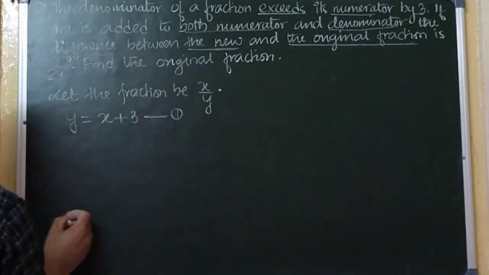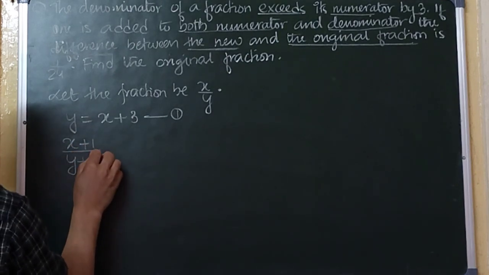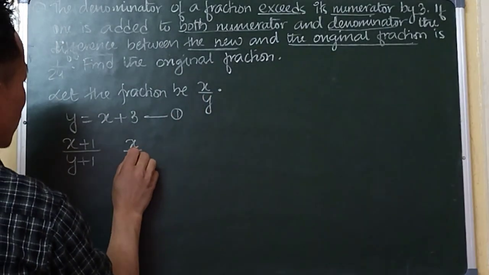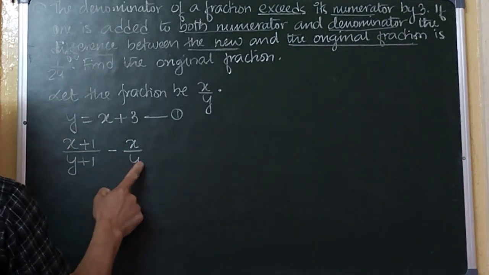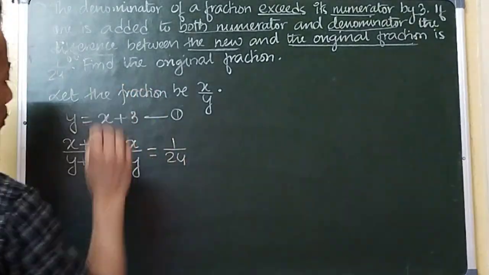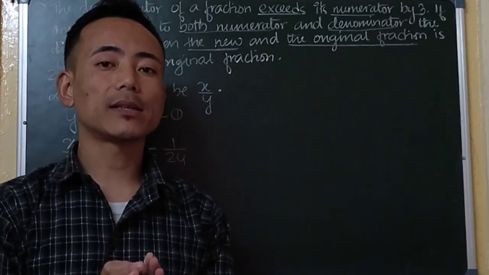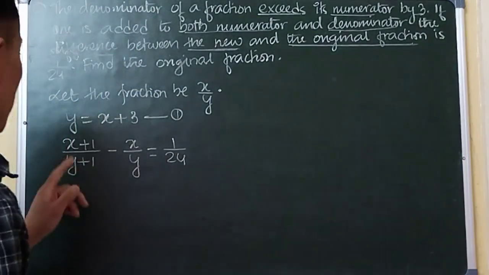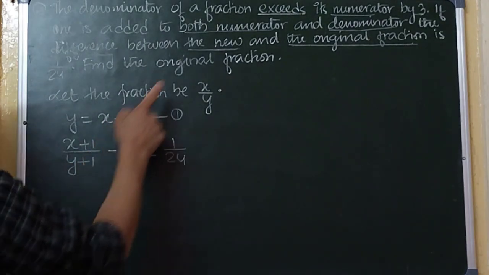If you add 1 to both numerator and denominator, the new fraction becomes x plus 1 divided by y plus 1, and the original fraction that we have taken is x divided by y. When you take the difference between the new fraction and the original fraction, this should give you 1 divided by 24. In this way you have to break the question and form the equation. Try to understand the question properly and then you will get the equation correct, and then you can solve it. So here we got y is equal to x plus 3 from the first condition, and we got this from the second condition.